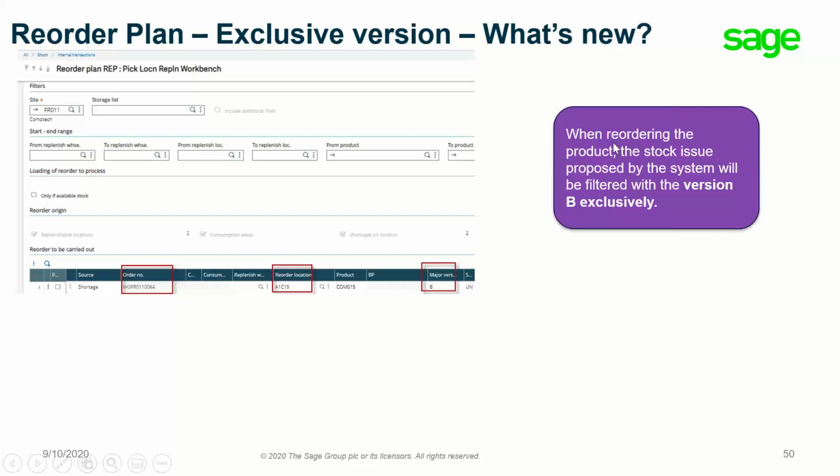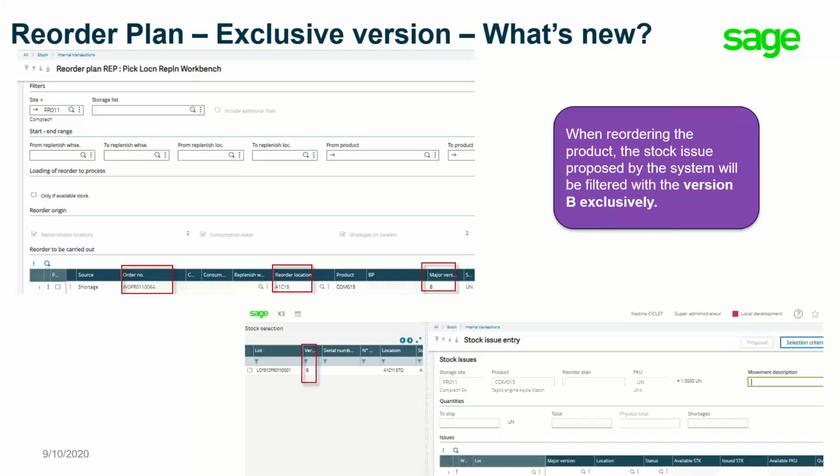What does exclusive mean? Okay, when I allocate my stock for my work order or my sales order, I want exclusively only the versions for such a product. I do not want other versions. I want exclusive. Okay. So if I have a stock shortage, when I run the reorder plan, the system should look for the exclusive version to suggest. Of course, if there is no stock, the system will tell me that, sorry, I don't have stock for that exclusive version.